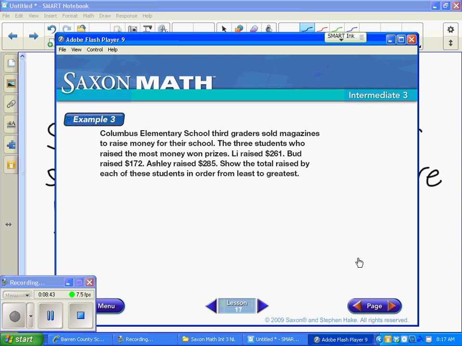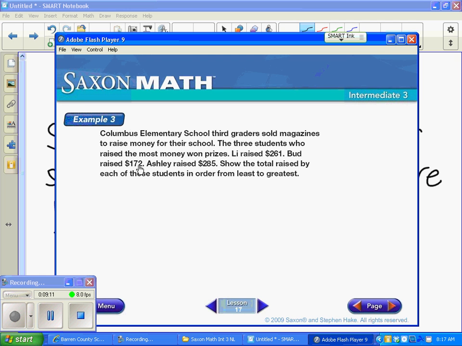Columbus Elementary School 3rd graders sold magazines to raise money for their school. The 3 students who raised the most money won prizes. Lee raised $261, Bud raised $172, Ashley raised $285. Show the total raised by each of these students in order from least to greatest. Okay, so what should I put first?